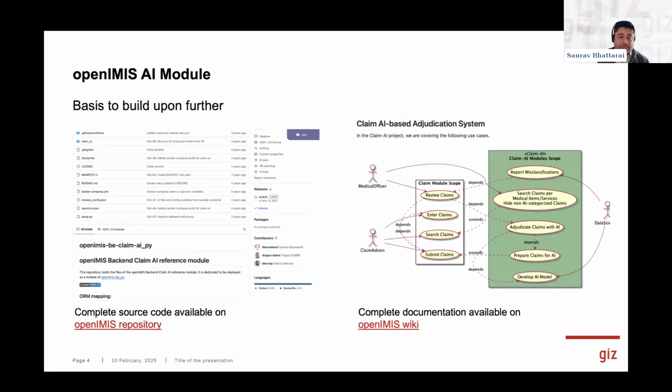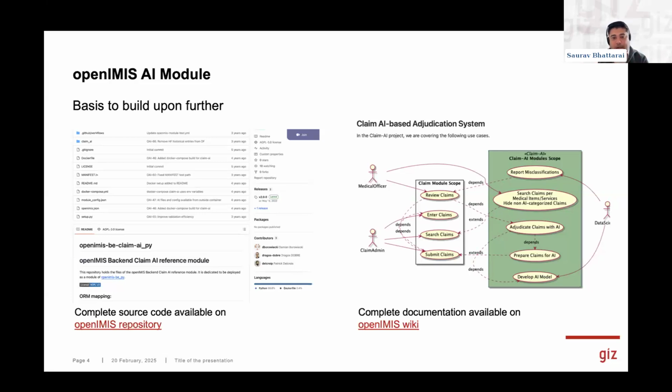So it's a basis to build upon further. The source code is available for anyone to look at, and for the data scientists also the documentation. In openIMIS we maintain a repository of our code as well as all the documentation on the wiki. So this is not proprietary machine learning algorithms or anything that we're using.